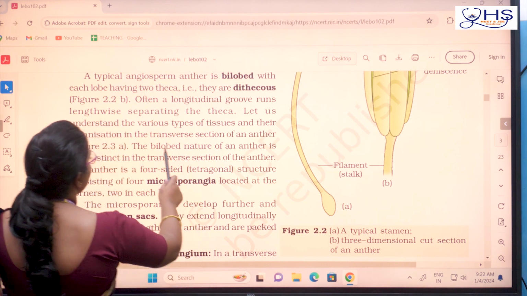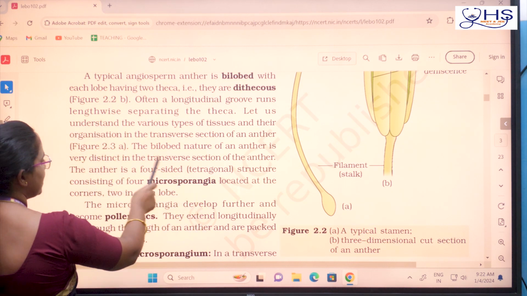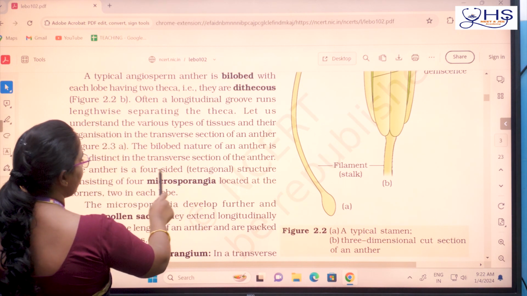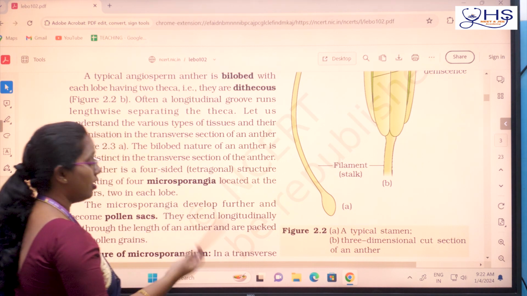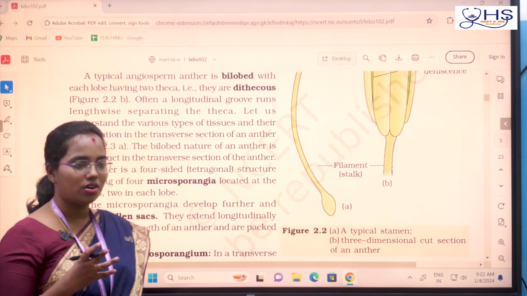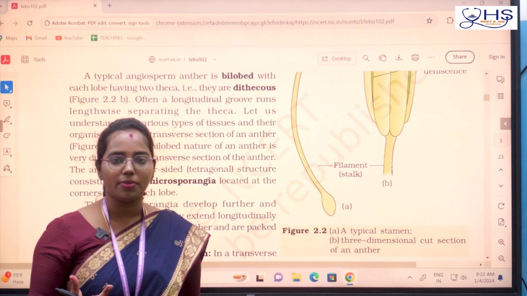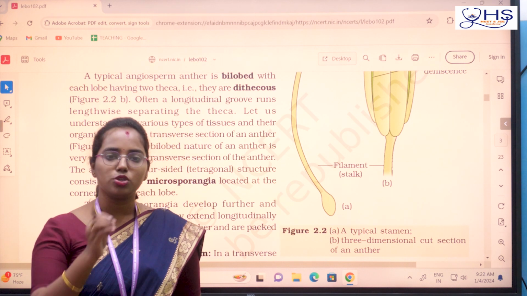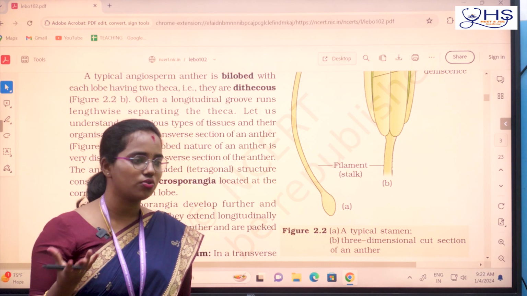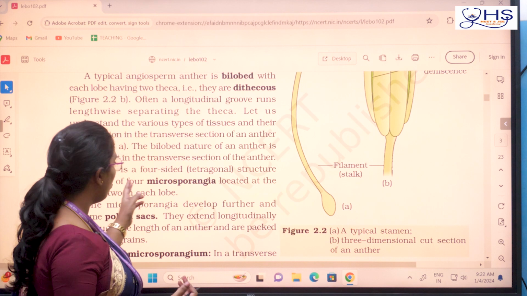The bilobed nature of the anther is very distinct in the transverse section. The anther is a four-sided structure consisting of four microsporangia. Microsporangia is the plural; microsporangium is the singular. Here we have four microsporangia.